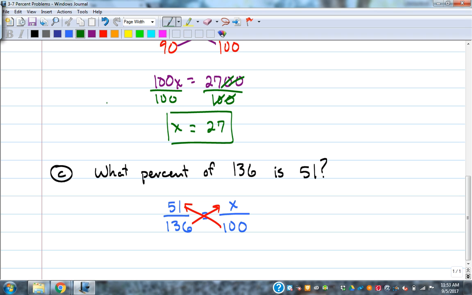No, you could put the x over 100 on the left side and then the 51 over 136 on the other side. It doesn't matter that way. Yeah, that's a good question because it doesn't matter. I guess out of habit, I always put the x over 100 on the right side. I don't know why. Maybe that's the way I learned it, probably. That's probably why I still do it that way. 136x, 5100. Do that division.